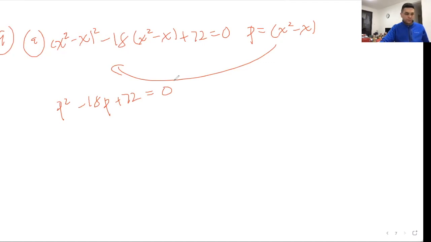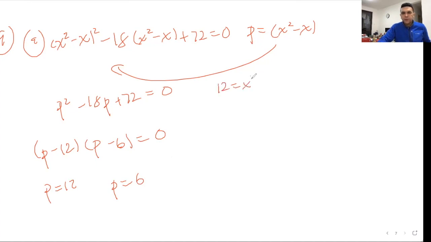And this simplifies to P minus 12 times P minus 6. So P equals 12, P equals 6. And I go back and plug them in here. So I get 12 equals x squared minus x, and 6 equals x squared minus x.